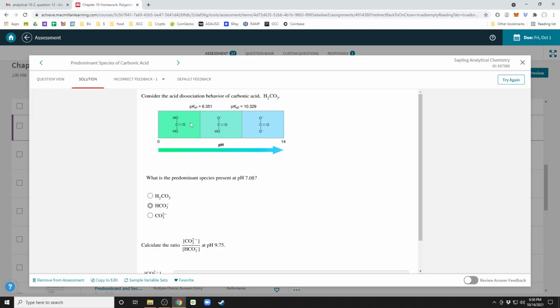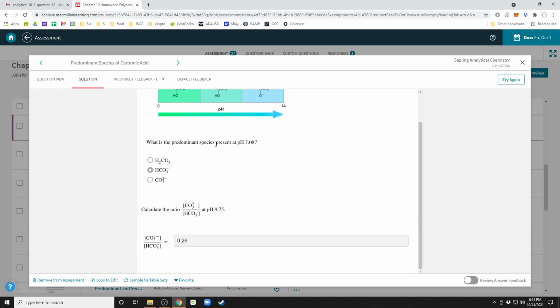So a pH of 6, for example, right here would give you predominantly the H2CO3 form. If you have a pH above 6 and below 10, you would have predominantly this form right here. And if you have a pH above this number, then you'd have predominantly this form. Okay.